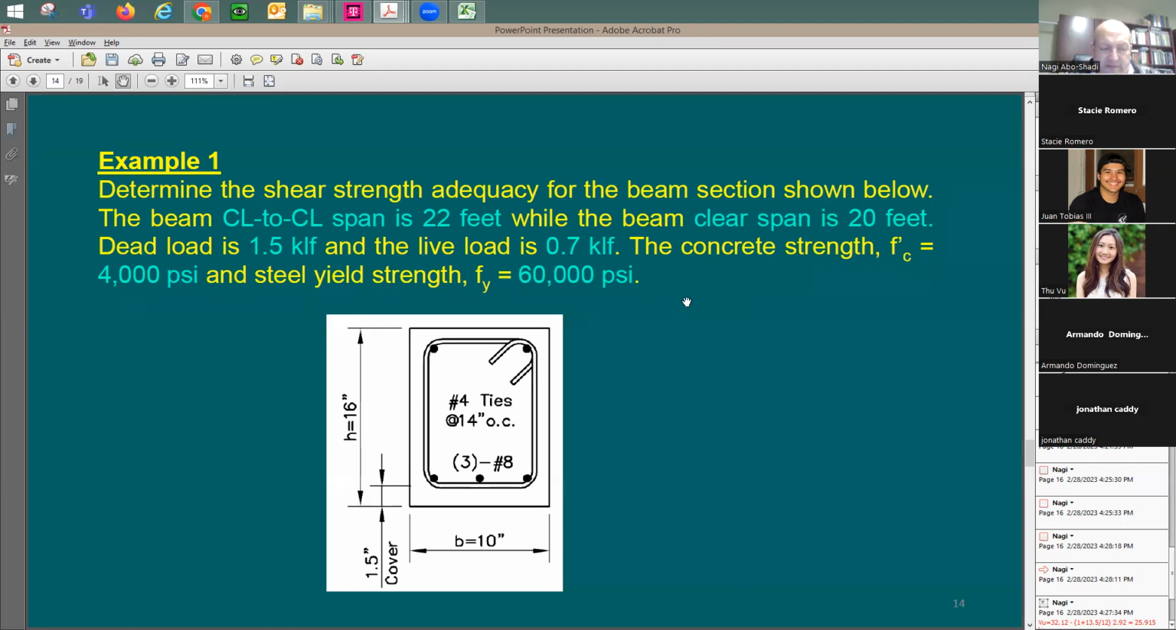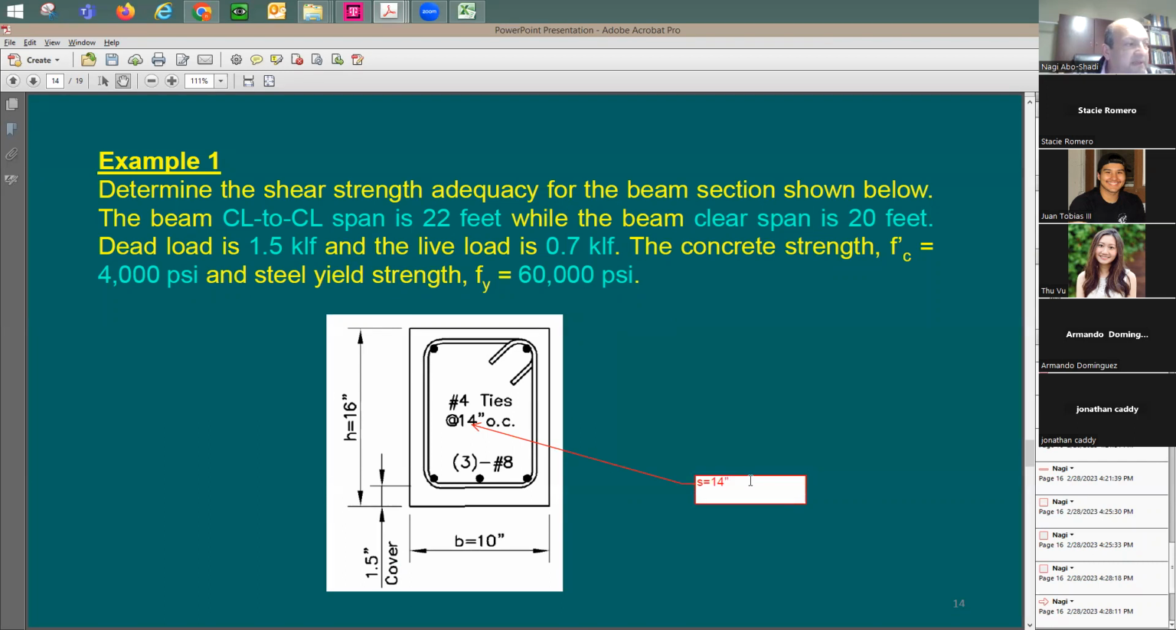Now to find out the strength, you have concrete contribution and steel contribution. Concrete, I know the width is going to be 10 inch. Depth is going to be 13.5. Concrete strength is going to be 4,000. For the steel, I have number 4 ties at 14 inch. So what is a 14 inch here? I'm going to say this 14 inch means the spacing. This could be S. S equals 14 inch.